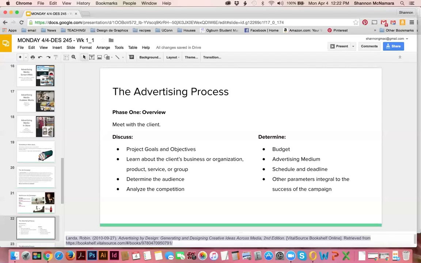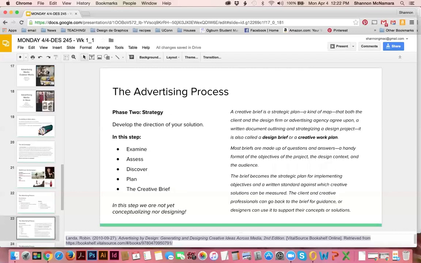You're also going to discuss other parameters that might be integral to the success of the campaign. Who's going to work on this campaign? Do you need photography done? All of these factors will be looked at during the overview phase of the advertising process. After that, you will move on to phase 2, which is strategy.